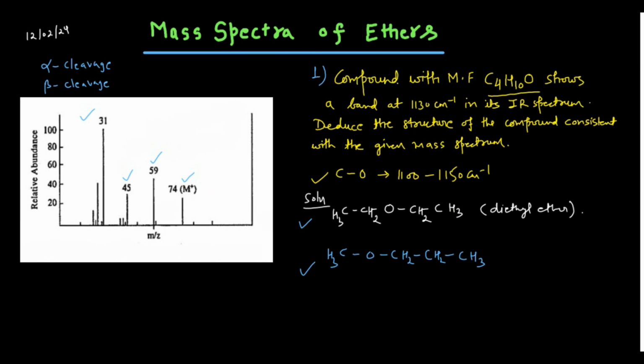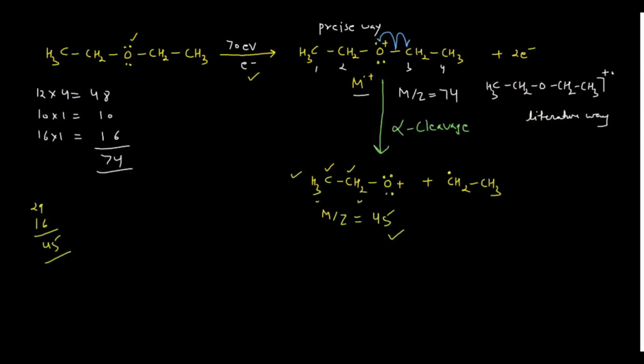So far I have explained m/z 74 and m/z 45. Now let's discuss another thing. Say I am writing this structure again. So I need some space, so what I am doing here, I am removing it. Okay. And then I am writing this molecular ion again.